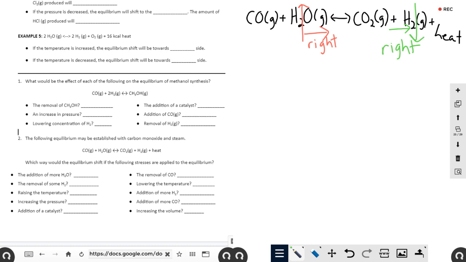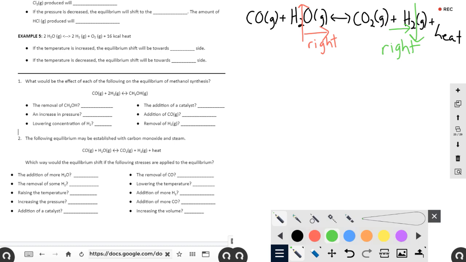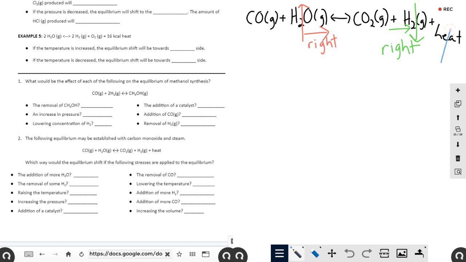Okay? And then raising the temperature. All right, so let's see what we got here for raising the temperature. Well, where's temperature? It would be represented with heat. So what is the crisis when you raise it? I have too much, I need to use it up. I need to go to the other side. So this one will go to the left.